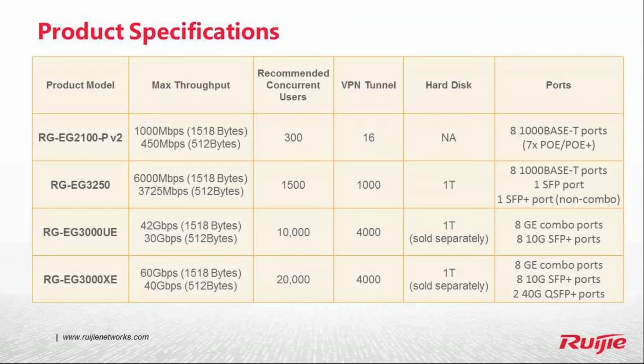I won't go too deep on the specification. I just want to highlight that for this model, the 2100, the recommended concurrent users is 300. This one is 1005. The 3000 UE is 10,000. The 3000 XE is 20,000. We also support VPN tunnels. And bear in mind the EG 3100 has no hard disk inside. Other than that, yes, we have. And these two are separate.